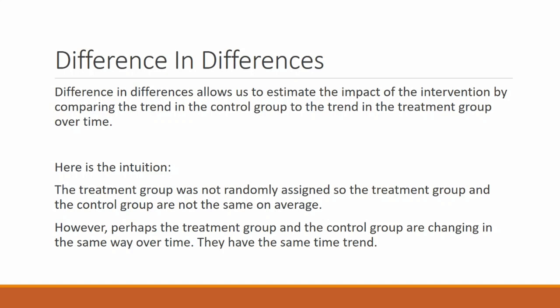However, this is where the difference in difference model comes in. Perhaps the treatment group and the control group are changing in the same way over time. That means perhaps they have the same time trend. As time changes, the treatment group and the control group are changing in the same way, in the absence of the intervention. So even though they are not the same on average, perhaps they're changing in the same way over time.